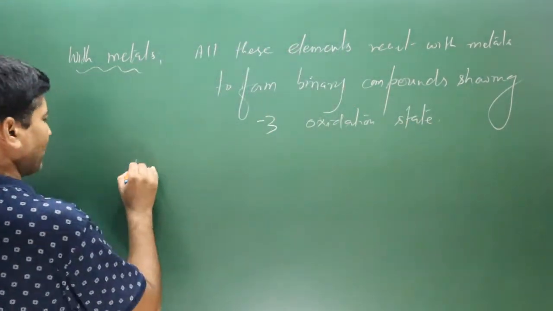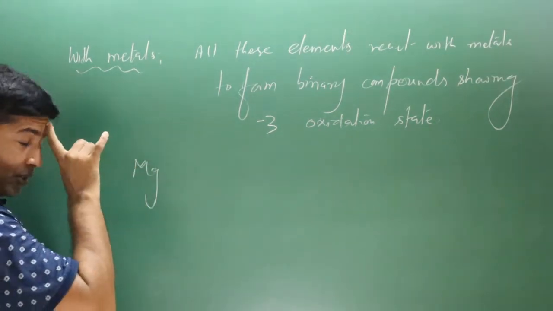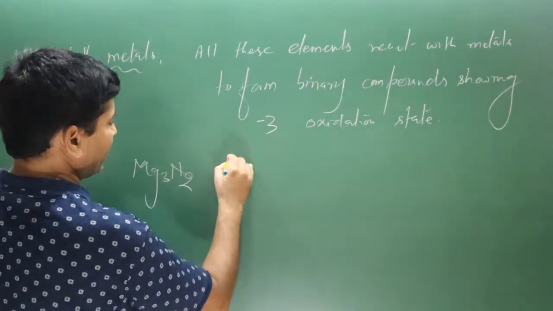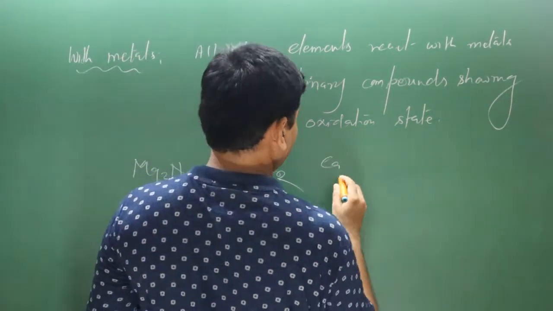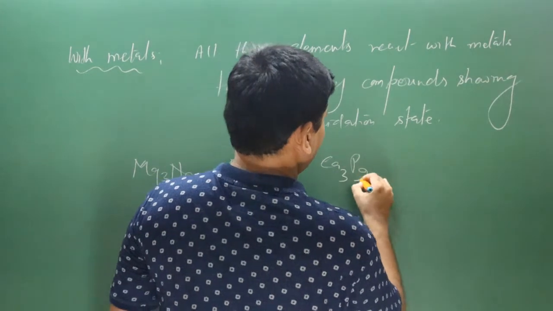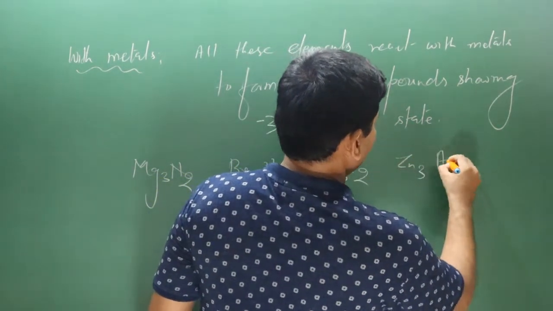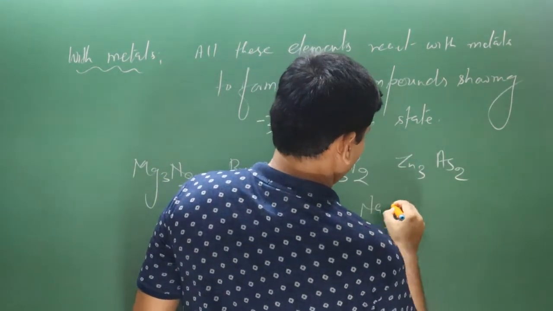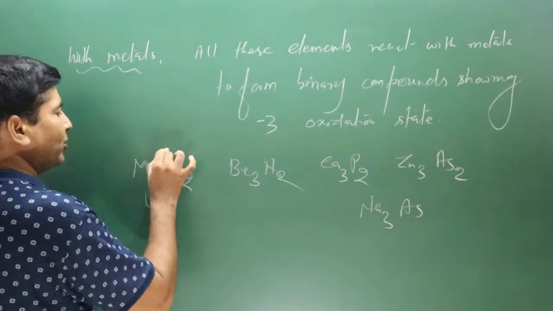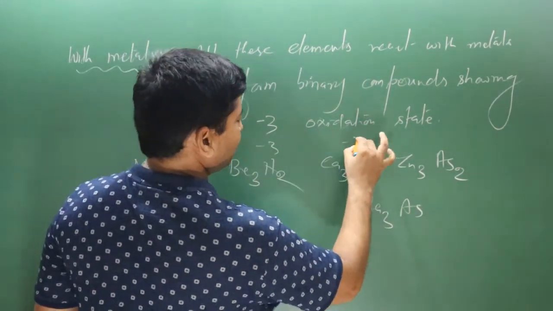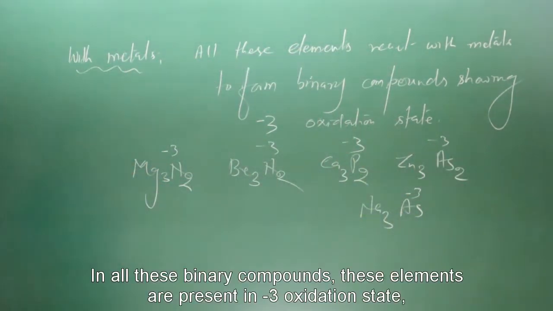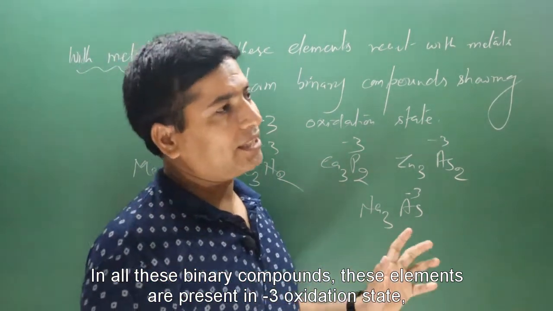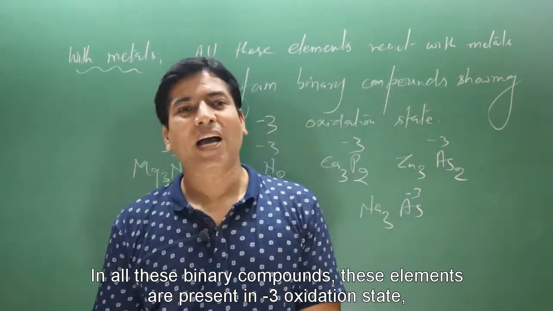For example, Mg3N2 magnesium nitride is there, barium nitride Ba3N2 is there, calcium phosphide Ca3P2 is there, Zn3As2 is there. Nitrogen -3, phosphorus -3, arsenic -3. In all these binary compounds, you can see these elements are present in -3 oxidation state.